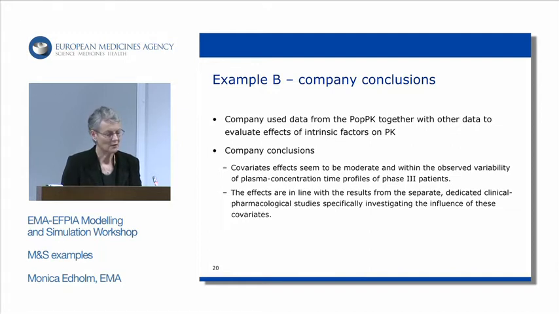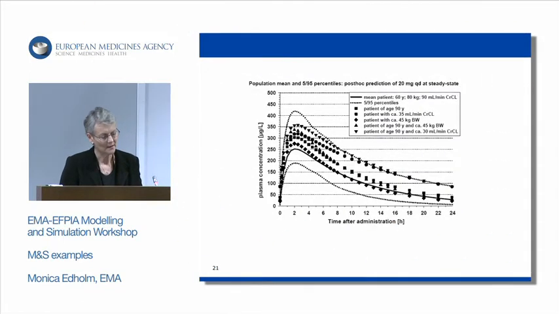And the company conclusions were that covariate effects seem to be moderate and within the observed variability of plasma concentration time profiles of phase 3 patients, and that the effects were in line with those from separate dedicated clinical pharmacology studies. And they provided a simulation of a typical patient and with the 90% prediction interval around this in dotted lines.